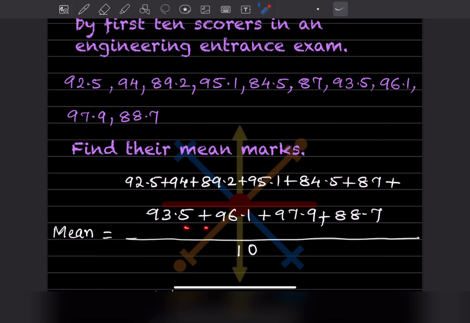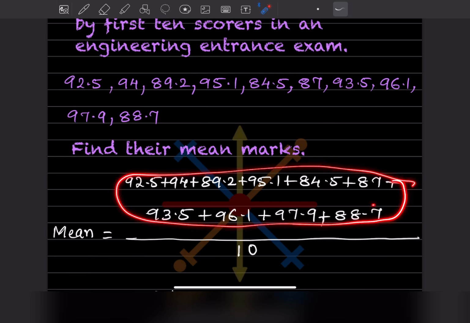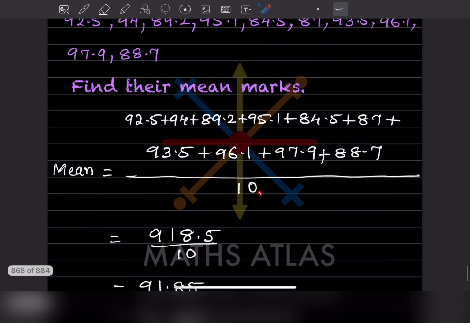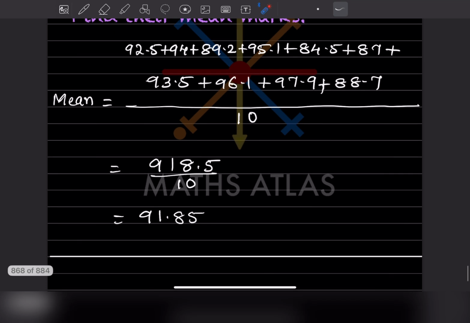So that is going to be all of this added, divided by 10. When you add it, you get 918.5 divided by 10. Because this is divided by 10, the decimal point goes one place backwards. So that is going to be 91.85.